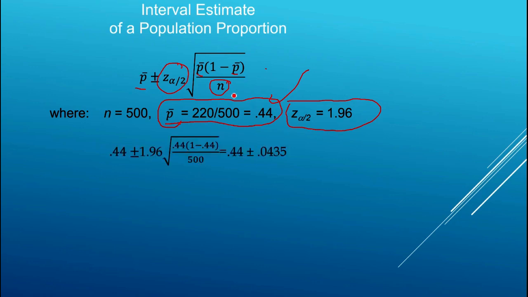Here's our 95% confidence interval. Plugging all of the data in, doing these very simple calculations, either in Excel or on your calculator, or in Python or R or something like that, you'll come up with 0.44 plus or minus 0.0435. So the margin of error here is 4.35%. So how many people in the population favor this candidate? Well, 44% with a margin of error of 4.35%.